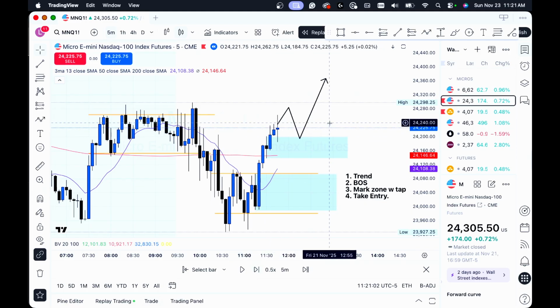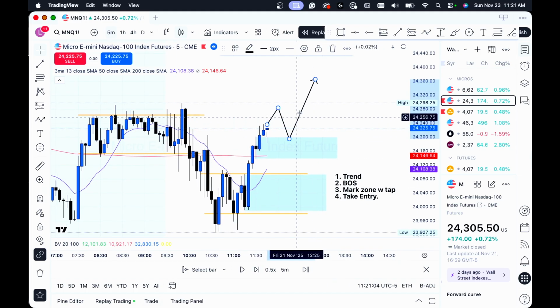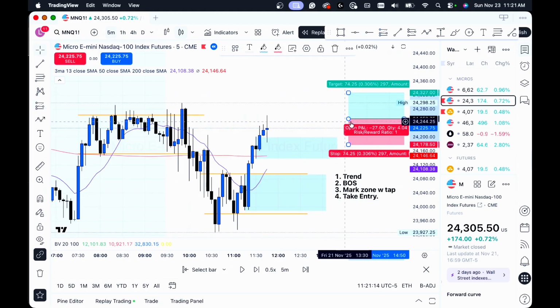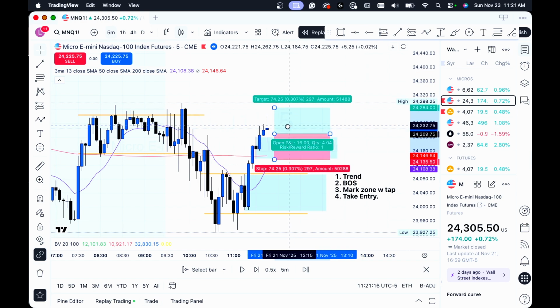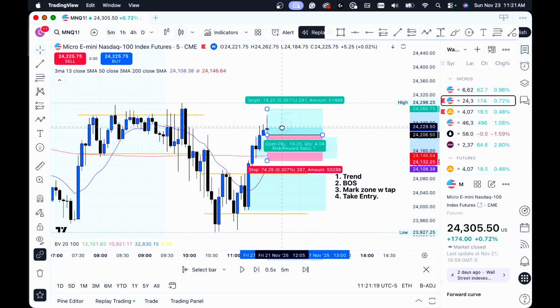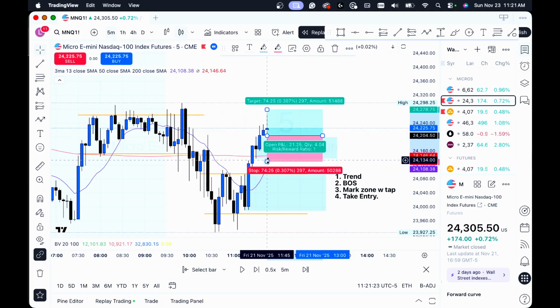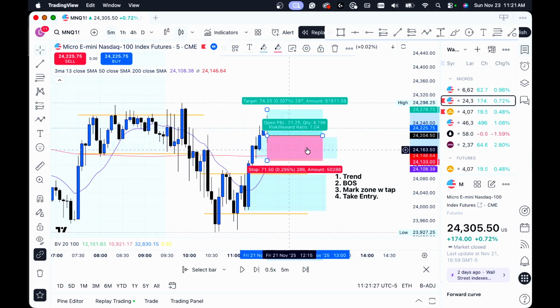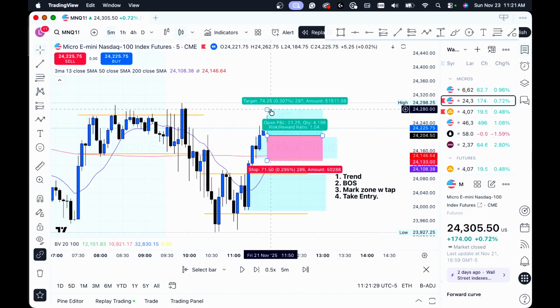Boom, we got a tap. Now, since we got a tap on the zone, cross off number 3. Now we take entry. The last step, we take entry. Right? We take our entry. I set up my long tool. I put my stop over the entire zone. And I go for a 1:1. Maybe sometimes a 1:5.